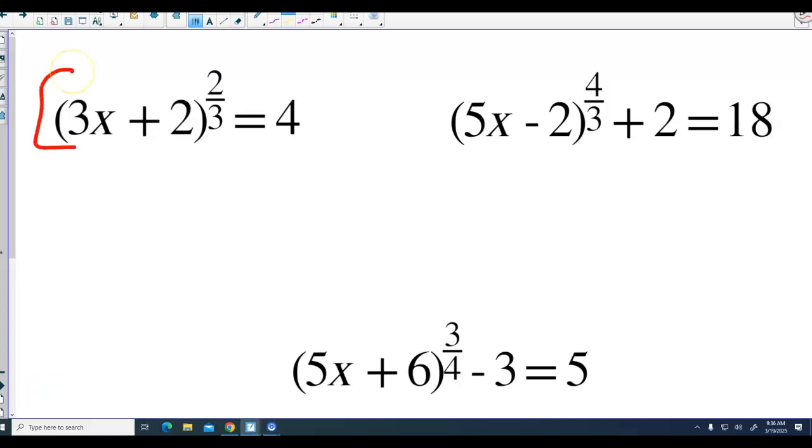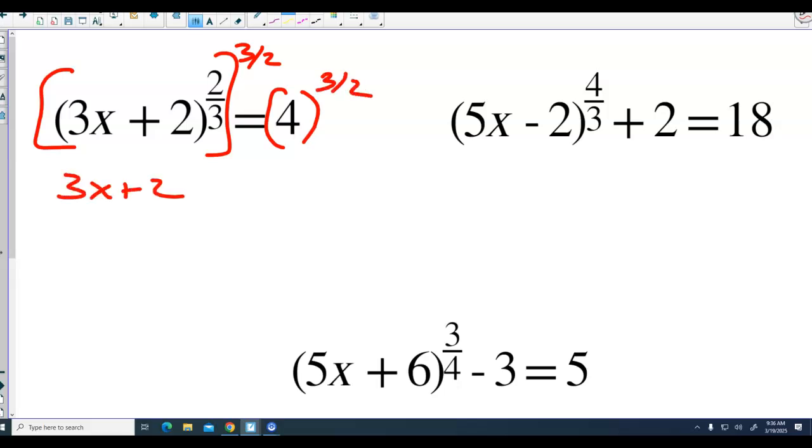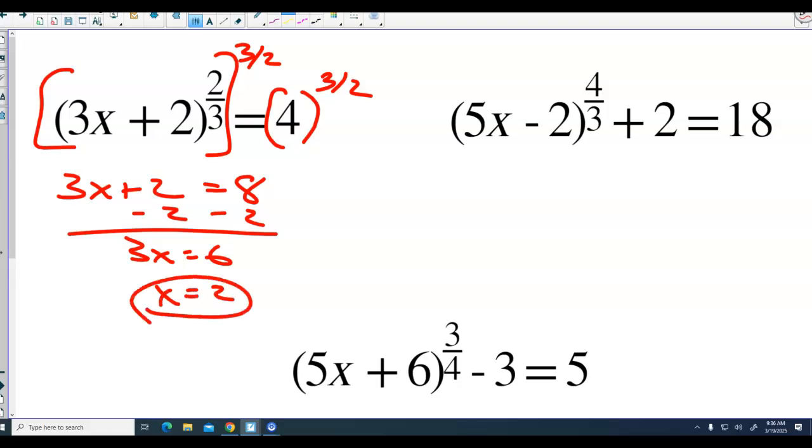So when we have the fractional exponent, we're going to raise both sides to the reciprocal. So this becomes 3x plus 2 to the first power, and 4 to the 3 halves is 8. Square root of 4 is 2, 2 cubed is 8. We subtract 2, 3x equals 6, and x equals 2.